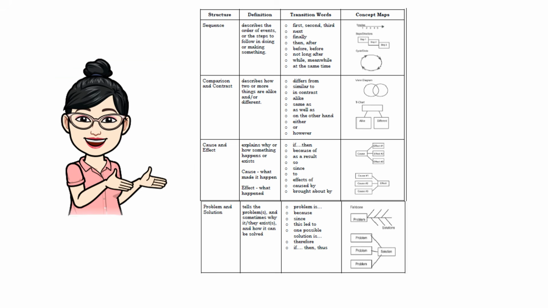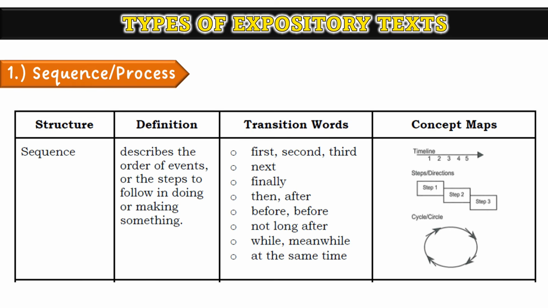Here's a general overview of the expository methods of paragraph development presented in table form. Now, let's take a closer look at more detailed descriptions of each type. The first structure is sequence. It describes the order of events or the steps to follow in doing or making something.